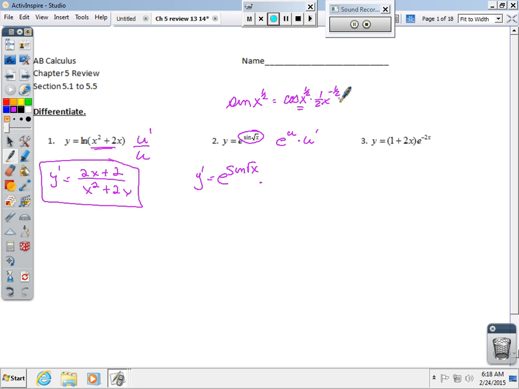Okay, so now when I simplify that, that's going to be the cosine of x to the 1/2 over 2x to the 1/2. Now just to do a little simplification, so e raised to the sine square root of x times the cosine of the square root of x all over 2 square root of x.